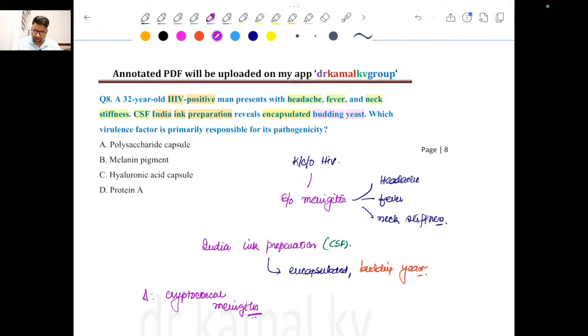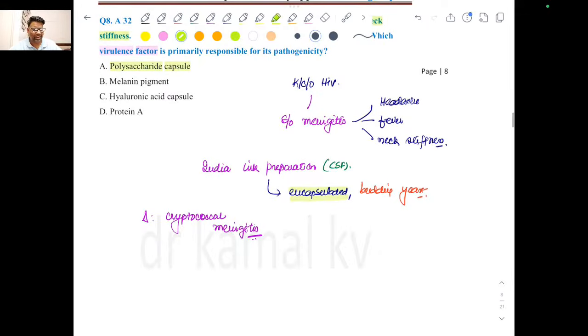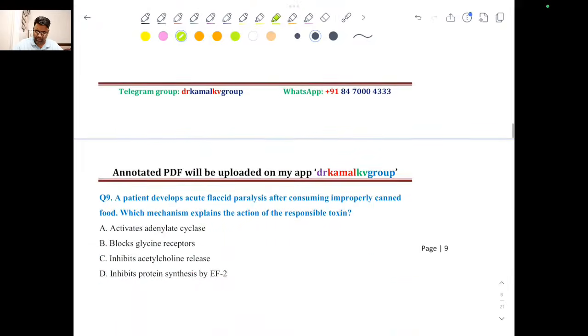That's pretty obvious. Now the question is about the virulence factor which is primarily responsible for its pathogenicity. Gaurav, very good, this is polysaccharide capsule, right? So we have already written that it is encapsulated. So it is the polysaccharide capsule which is responsible for virulence of this particular fungus. Clear? So this is cryptococcal meningitis, and again it is very important, just try to read it in detail as much as possible.